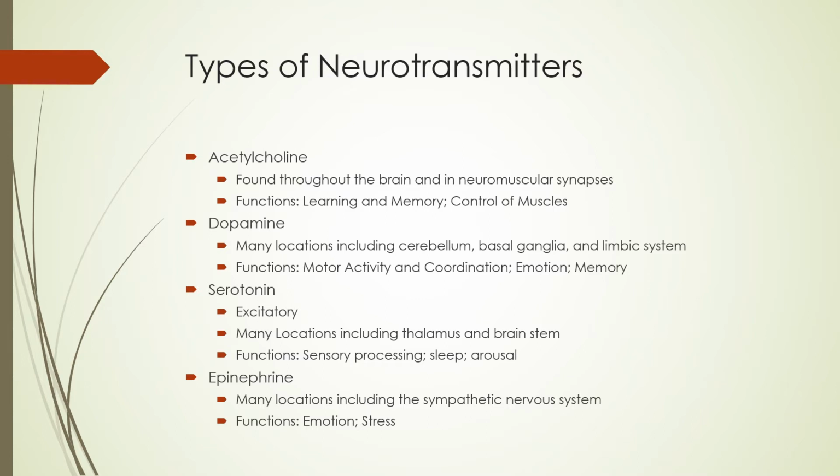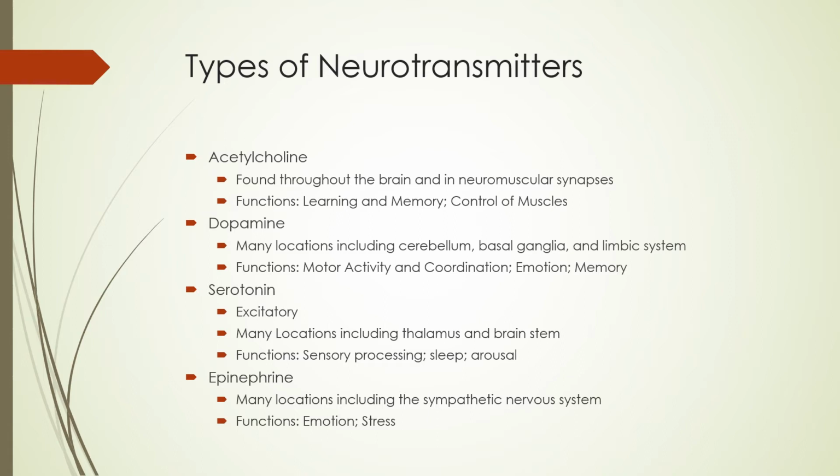So a few different types of neurotransmitters that we have here. The first is acetylcholine, which we talked about just a little bit ago, but these are found throughout the brain and in neuromuscular synapses. They have a few functions: learning and memory, control of muscles, and they're really some of the most well-studied neurotransmitters that we have. The second one, dopamine. They include many locations, including the cerebellum, the basal ganglia, the limbic system, and they affect motor activity and coordination, emotion, and also memory.